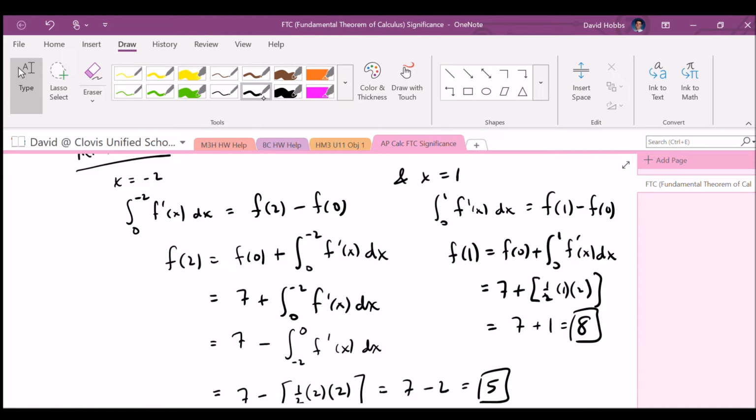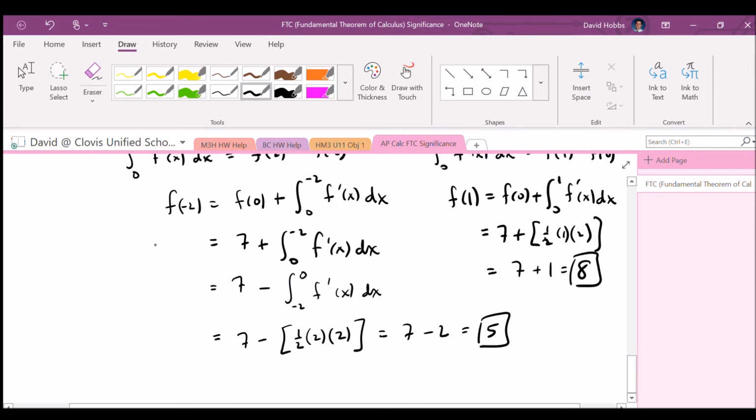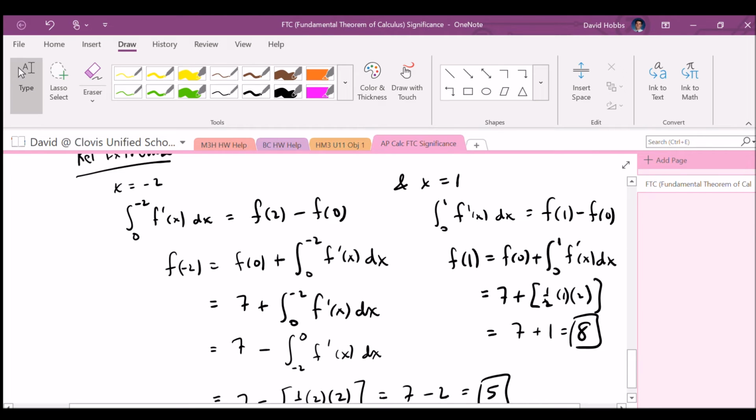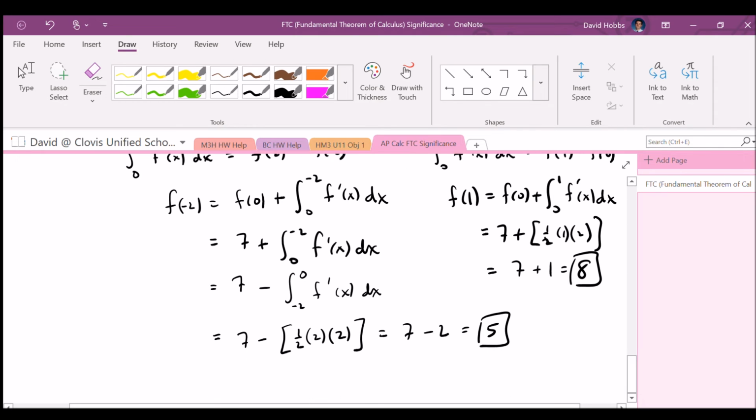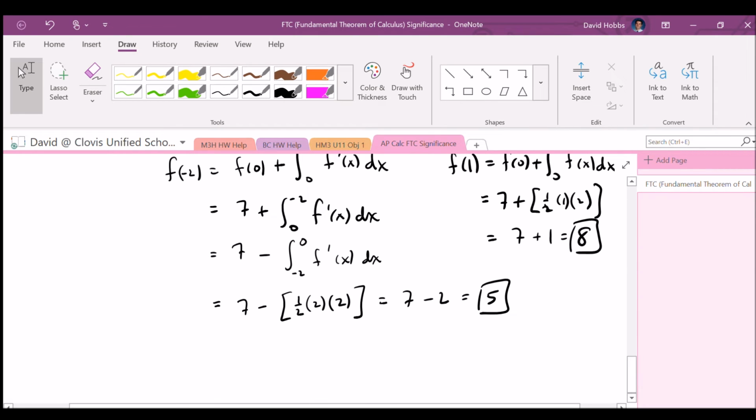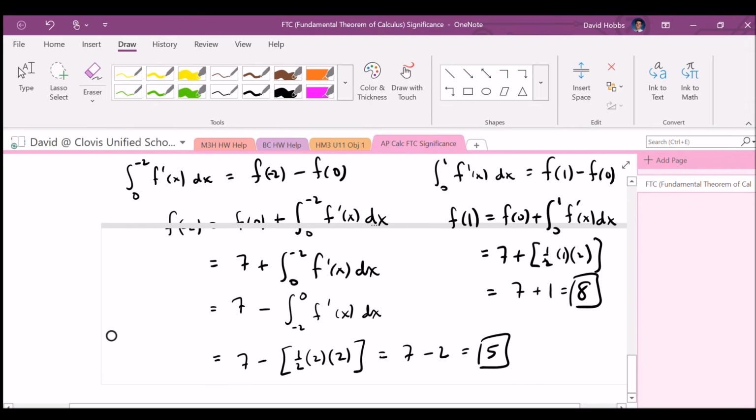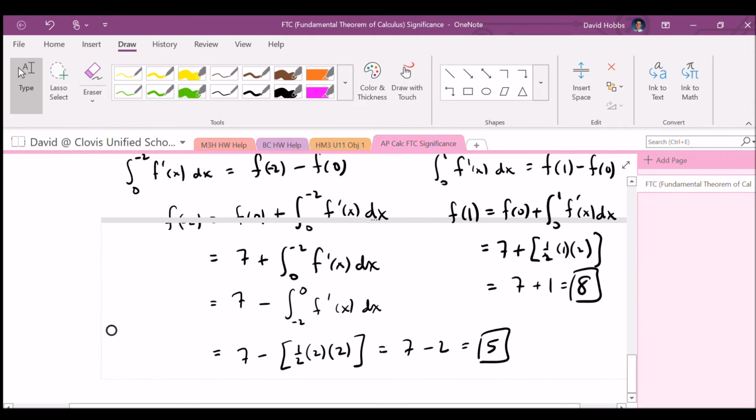Sorry, I just realized I left off a negative. f of negative 2 is equal to 5. f of 1 is equal to 8. So at the moment, our absolute minimum is 5 as far as we can tell, and our absolute maximum is 8. But we also have to check the endpoints. Okay, so checking the endpoints.